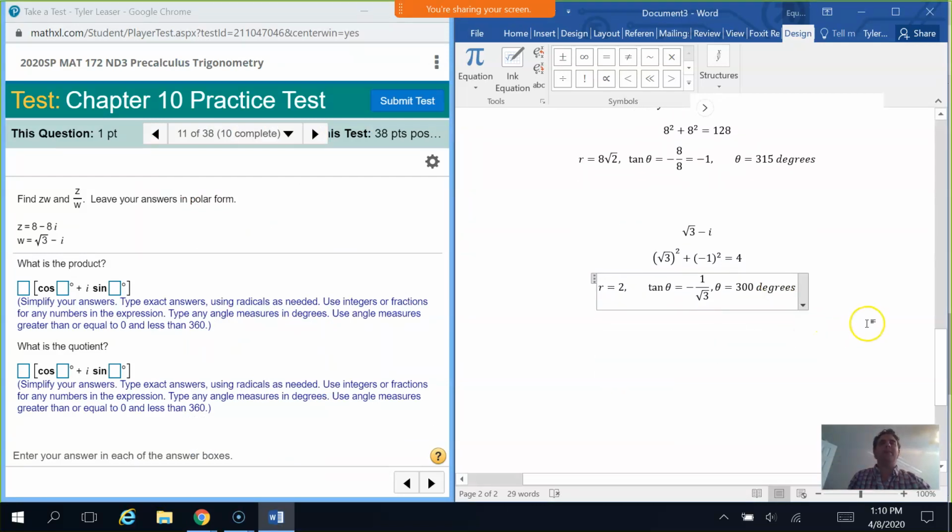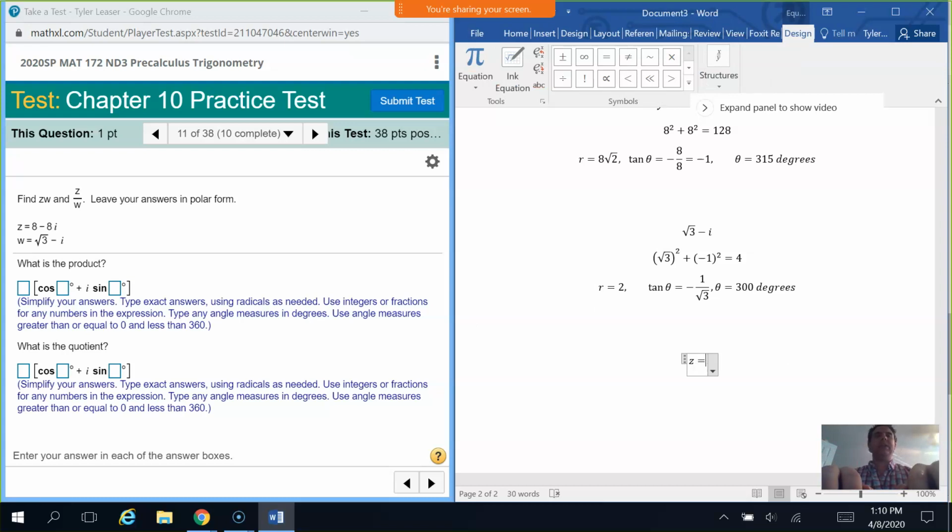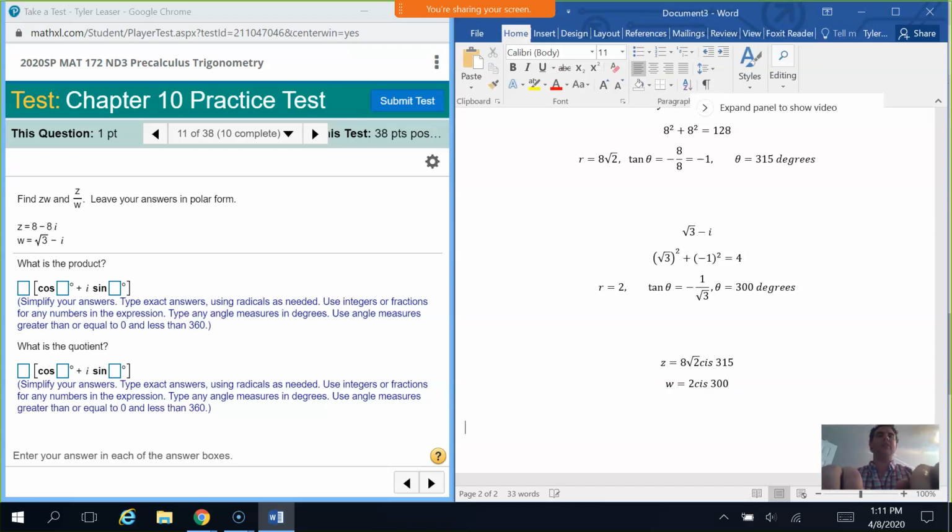Okay, and then remember that we are multiplying and then dividing. So just to write out the two things that we have now, we have Z is going to be 8 square root 2 times cosine plus i sine of 315 degrees. W is just 2 cosine plus i sine of 300 degrees.